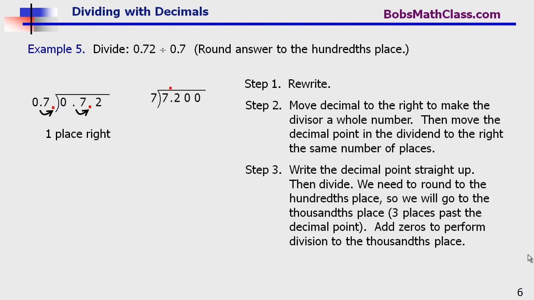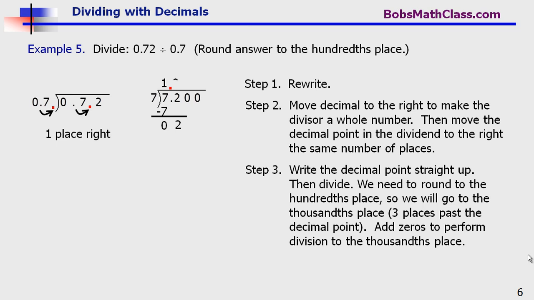And I wrote a little note there. Write the decimal point straight up, then divide. We need to round to the hundredths place, so we will go to the thousandths place, and that's 3 places past the decimal point. Add zeros to perform division to the thousandths place. Okay, 7 into 7 goes once. 7 minus 7 is 0. Bring down the 2.